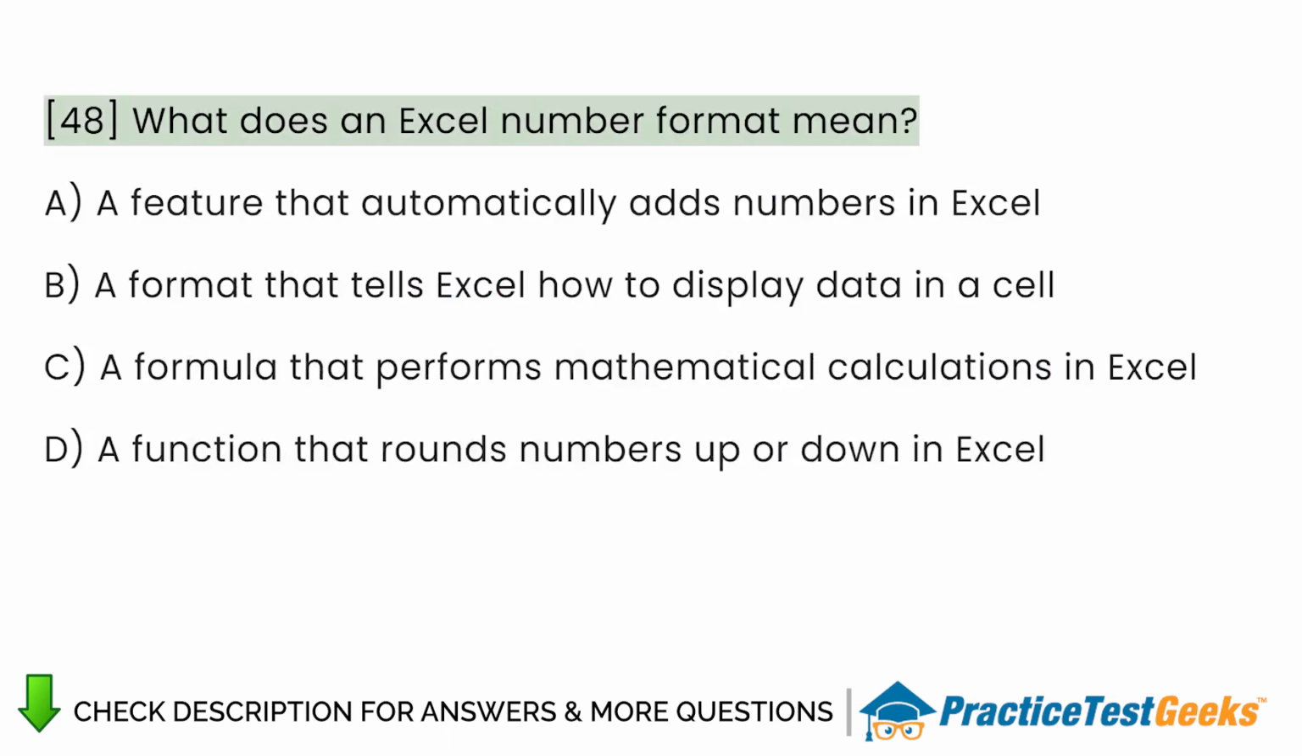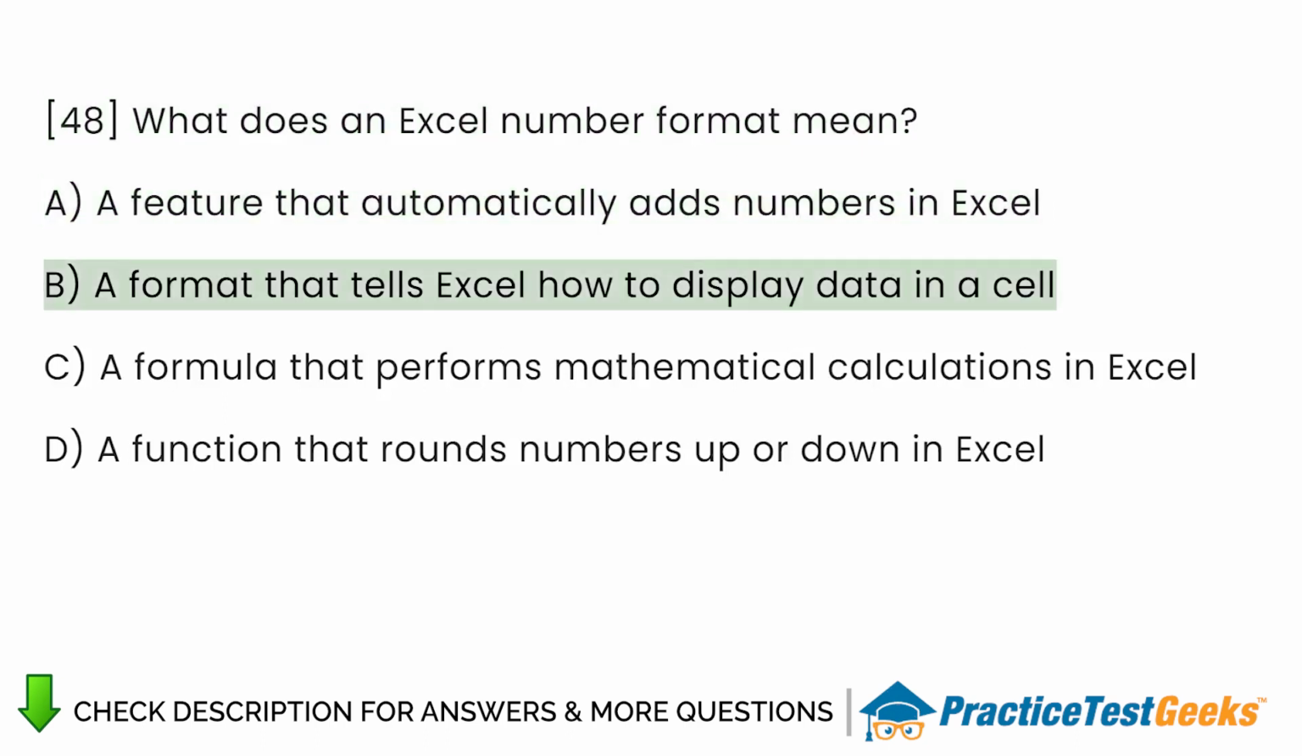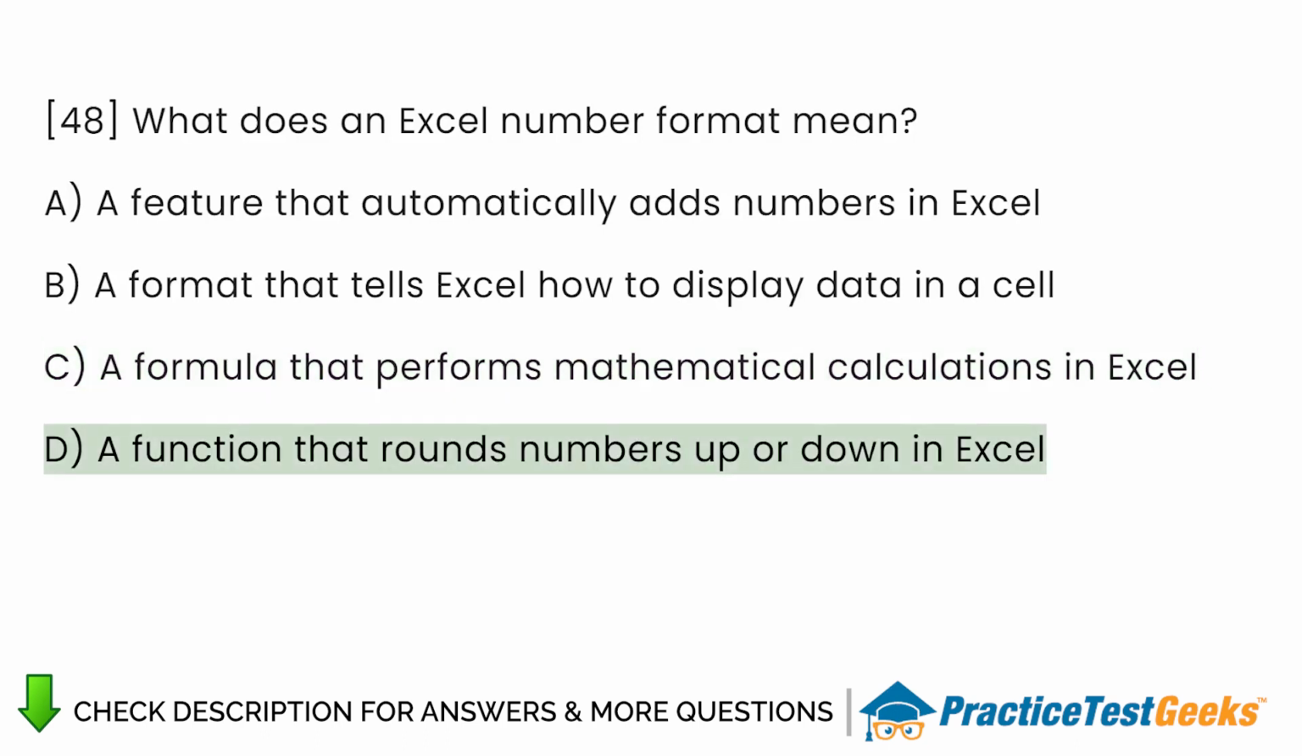What does an Excel number format mean? A. A feature that automatically adds numbers in Excel. B. A format that tells Excel how to display data in a cell. C. A formula that performs mathematical calculations in Excel. D. A function that rounds numbers up or down in Excel.